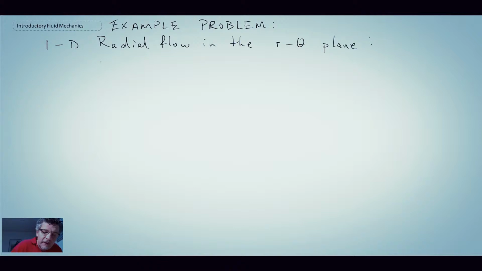So what do we know? That means we can say V_r is some function of r, and we're also told that v theta is equal to 0. So there's no velocity in the circumferential or azimuthal direction, and we're told that the velocity in the radial direction is a function of r only.